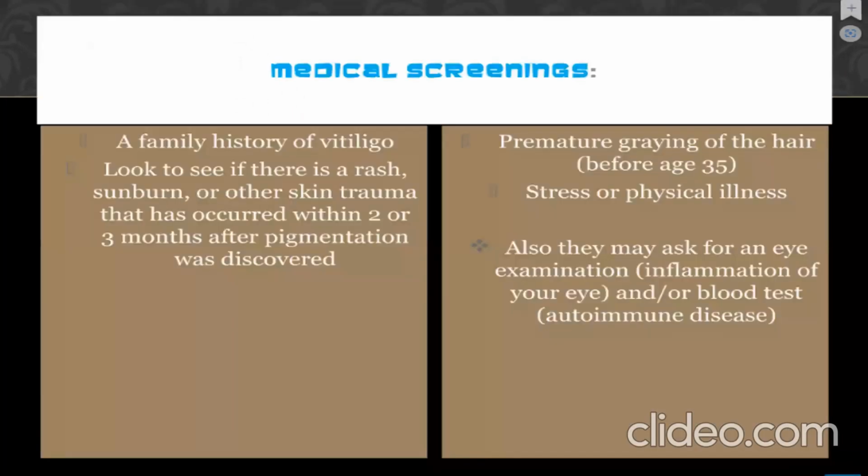In medical screening, we can get family history of vitiligo. We should look if there is a rash, sunburn, or other skin trauma that has occurred within 2 or 3 months after pigmentation was discovered. There may be premature graying of hair before age 35. Also, we can ask them for eye examination and a blood test for autoimmune diseases.